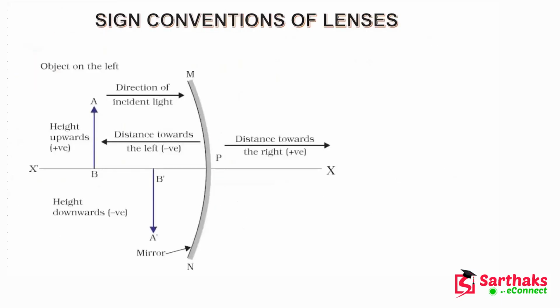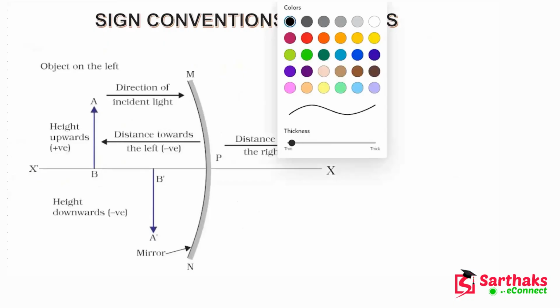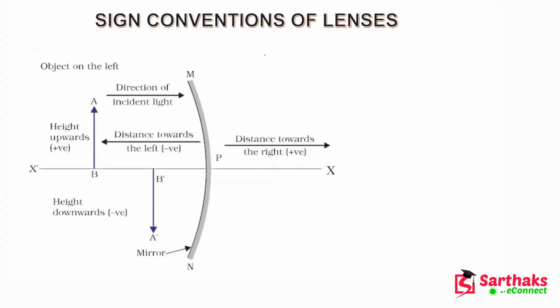Okay. So here the lenses are over. There are lots of examples, lots of things we have to study after that, but the lenses are over here. Now let's talk about the sign convention of lenses. Now the numerical part is coming. We will be discussing lots of numericals. To solve those numericals, we should have a basic understanding of the sign convention of lenses.